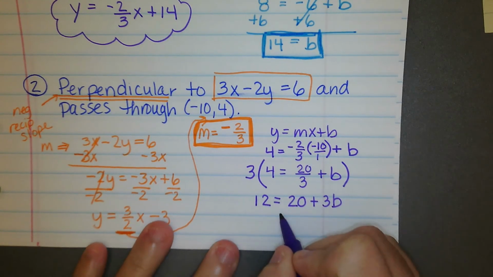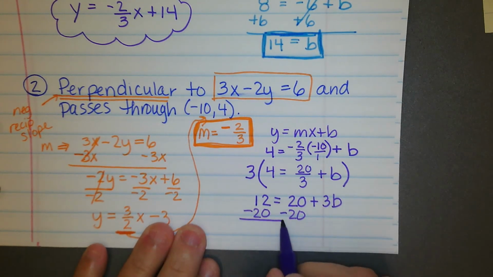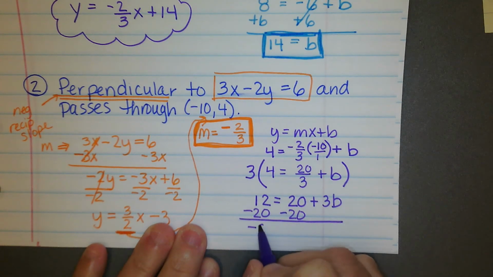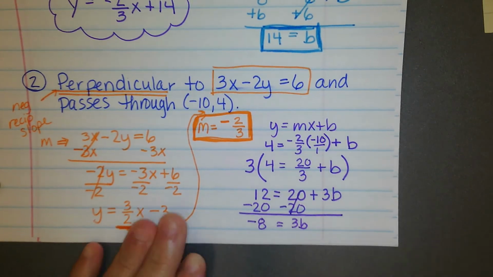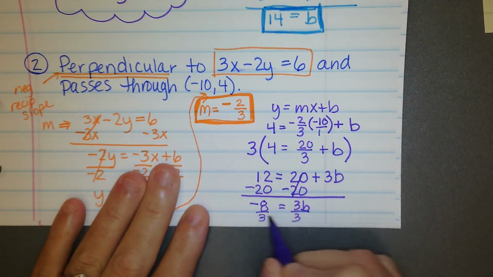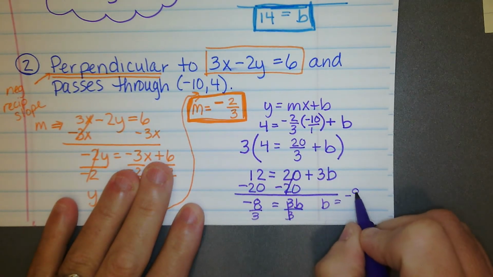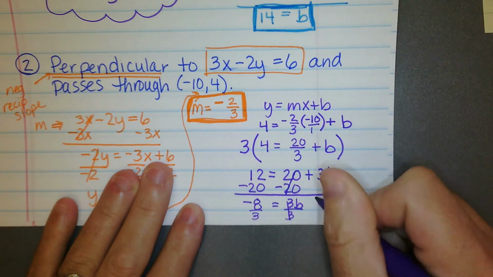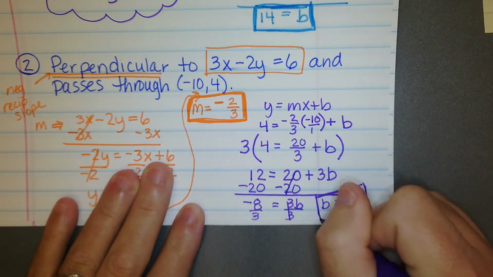We're going to subtract that 20 over to get b by itself. Ooh, I hope I have enough space. Negative 8. Divide by 3. And b is negative 8/3. That's the b that I'm using in my equation.